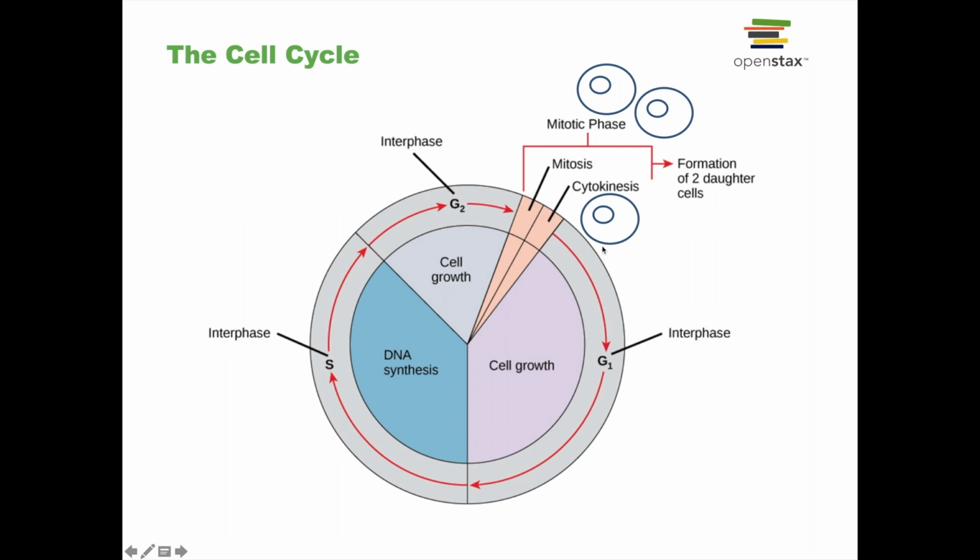So before a cell can divide, first it has to replicate its DNA. It has to make a copy of its DNA. And when does DNA replication happen? It happens during the S phase of the cell cycle.